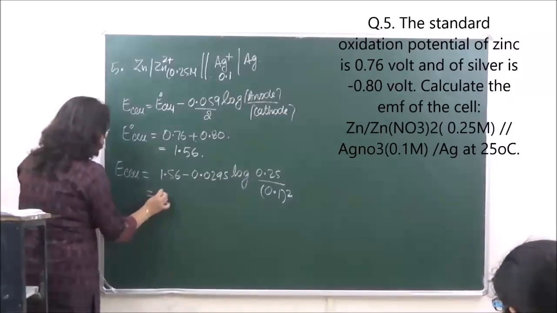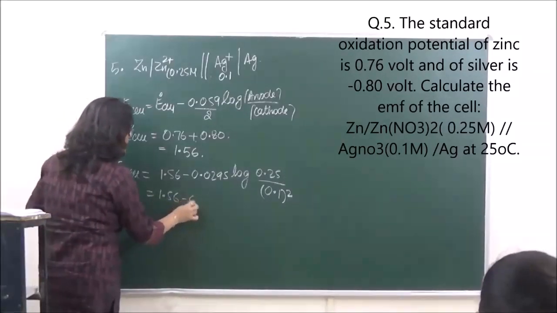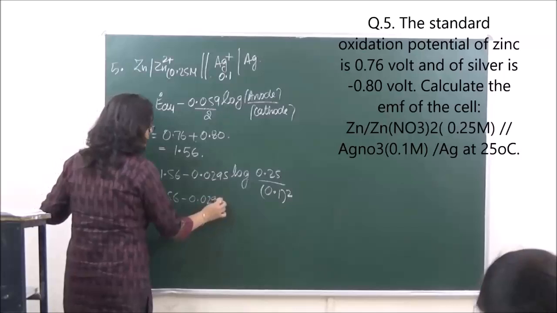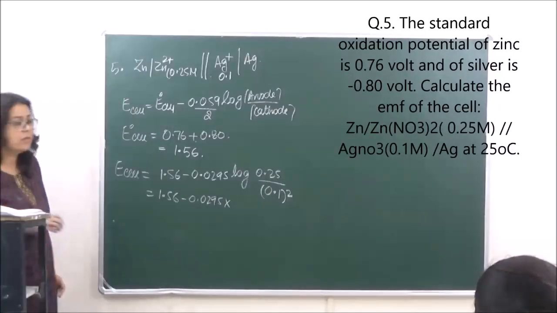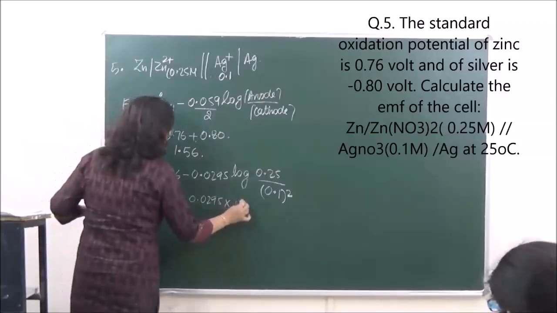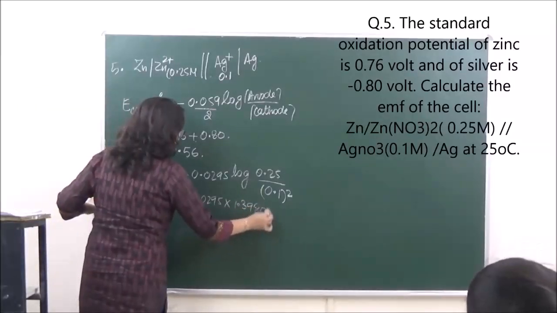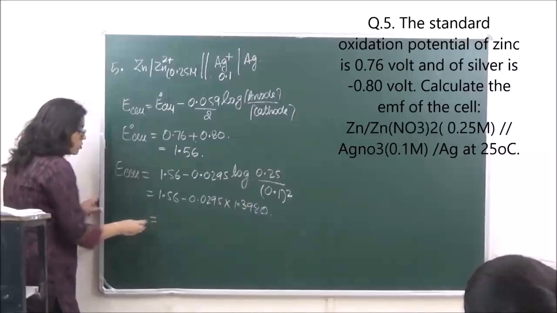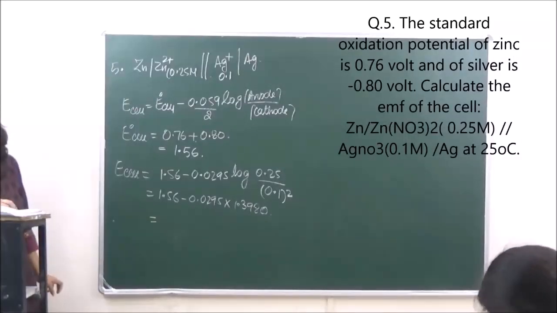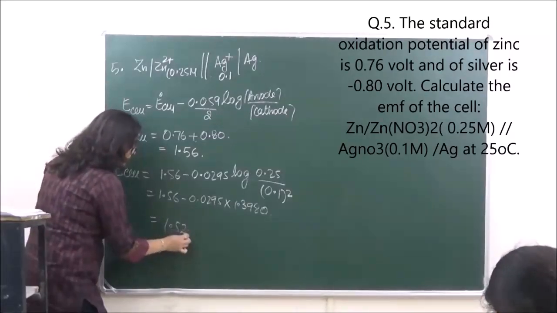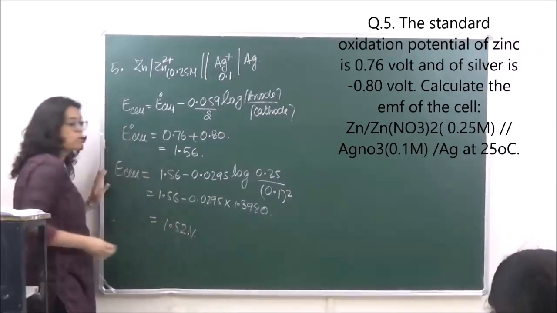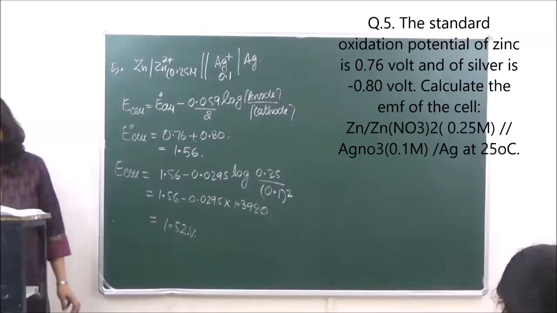Let's put the value over here now. We have 1.56 minus 0.0295 into what was the value of log coming? 1.3980. So when we calculate E cell over here, it is coming to 1.52 volts approximately. ठीक है?